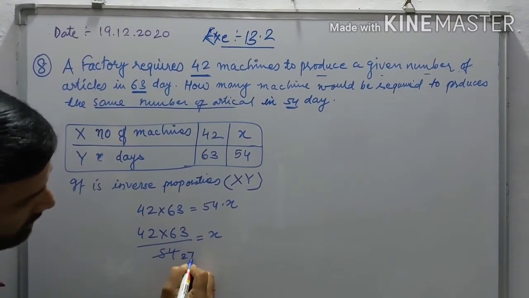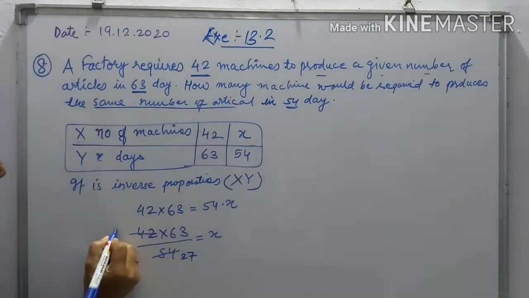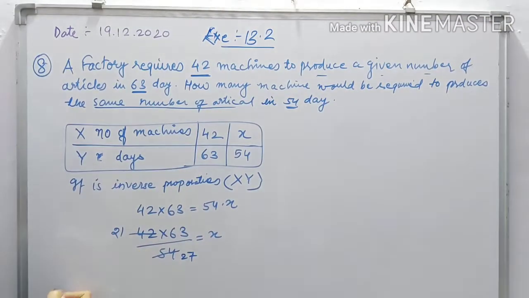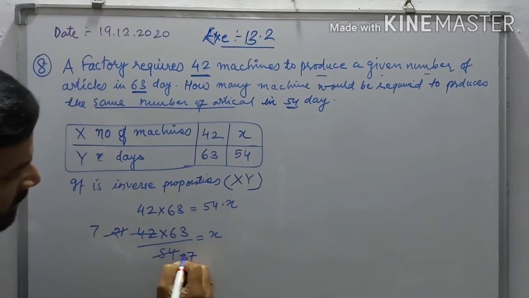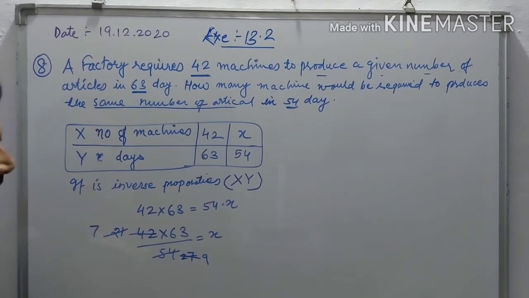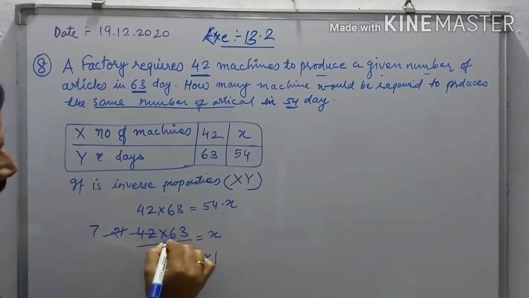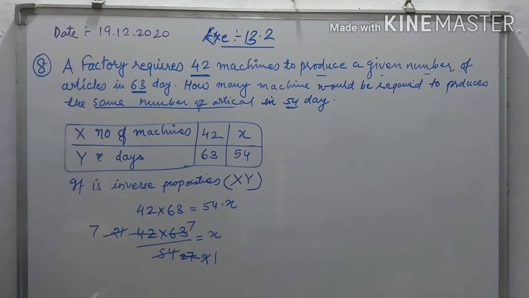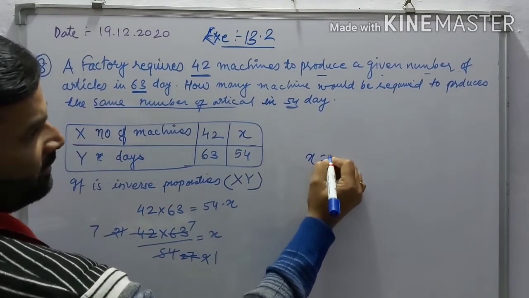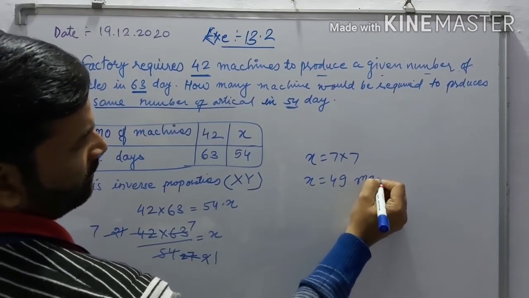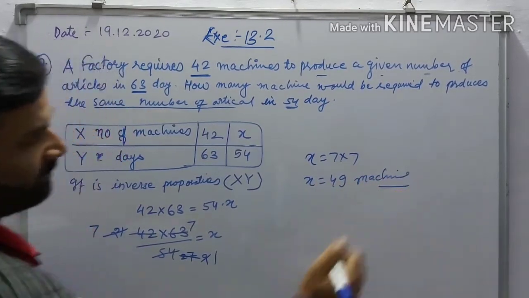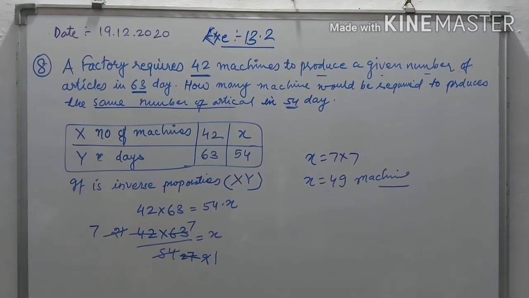2 times 4 is 8, 2 times 7 is 14, 2 times 1 is 2... 3 times 7 is 21, 7 times 3 is 21, 7 times 9 is 63. So the value of x is equal to 7 times 7, that is x equals 49 machines. Okay, this means their work will be done in 54 days, and the required number of machines is 49.